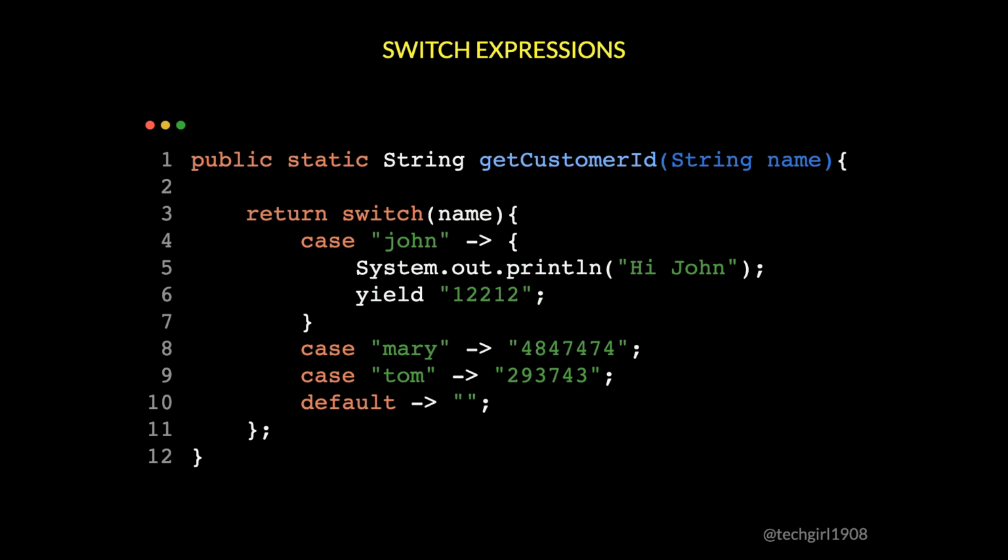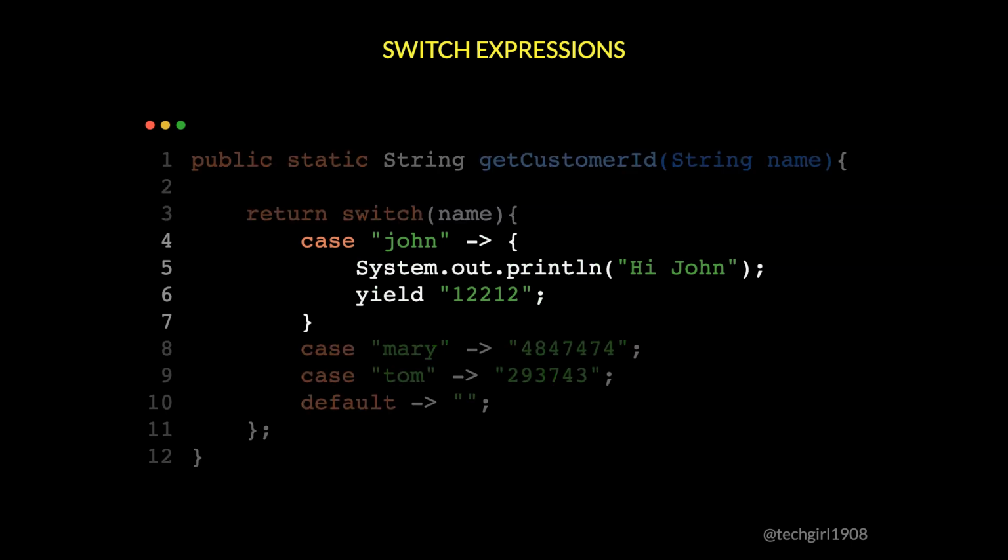You can also do more than just assign values. For example, here we're using the lambda style arrow followed by a set of curly braces to indicate we want to do more here. And inside of the body of this case, we can add more statements like this one. But the last line of the case must yield a value to be returned.